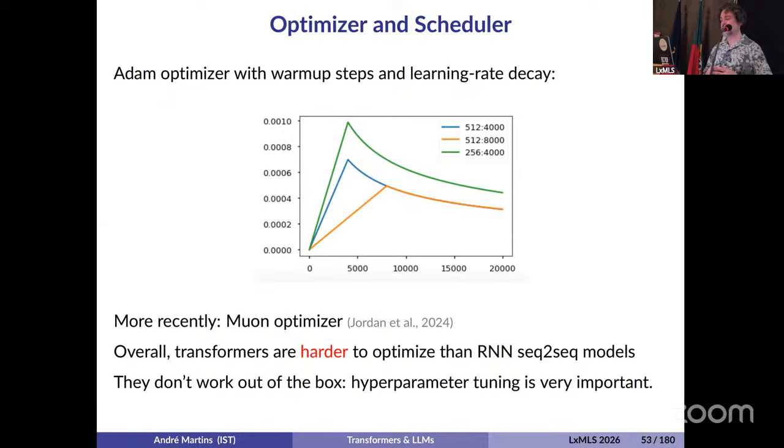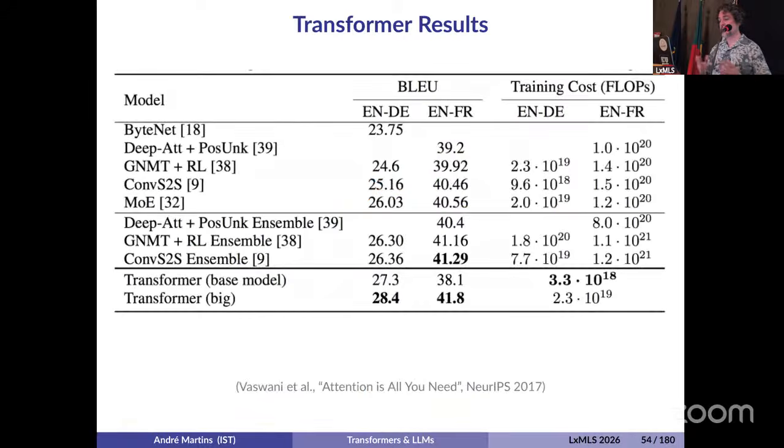Of course, in almost 10 years since transformers were proposed, the field matured a lot. So now you don't need to tune hyperparameters every time you train transformers. You can inherit what other people did before. But they are much more brittle than RNNs. But they work much better.